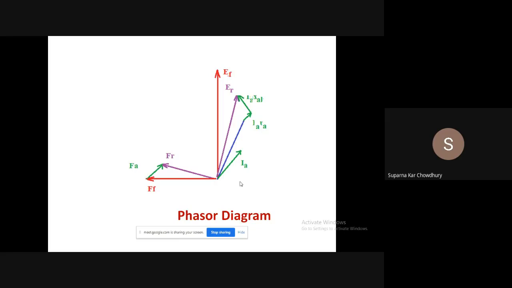Just remember one thing: the phasor diagram we have developed is based on the assumption that the air gap reluctance is constant. This is only true for a cylindrical rotor machine, where we have a constant air gap. But for a salient pole machine, the air gap is not constant, so this theory is not valid for a salient pole machine. It is valid for the cylindrical rotor machine only. We will have the next class on Thursday.